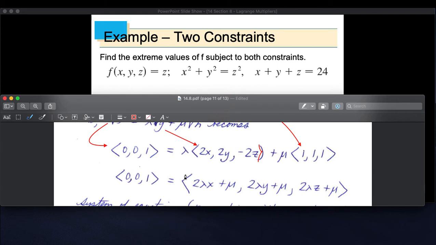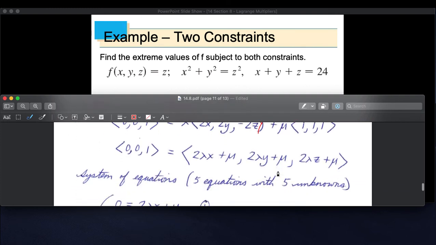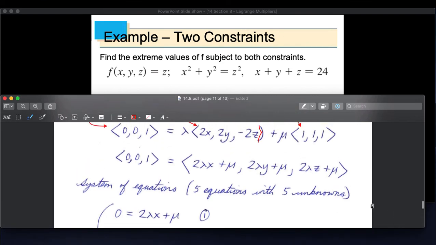And right away, we're going to get our system of equations, where we set the first component on the left equal to the first component on the right, the second component on the left equal to the second component on the right, and the third component on the left equal to the third component on the right. And like I said earlier in this lesson, I said we do get up to 5 equations with 5 unknowns in this class. And here she is.